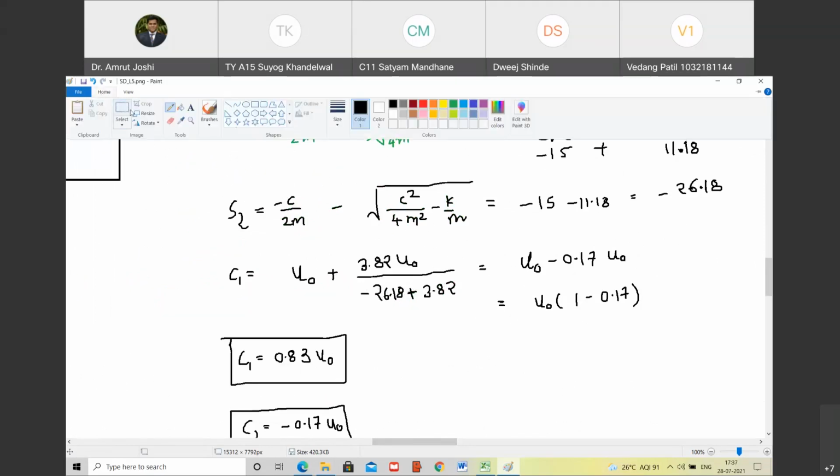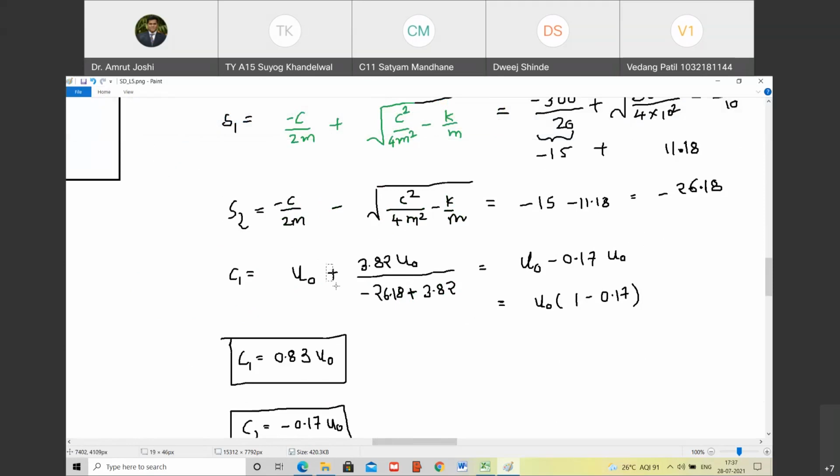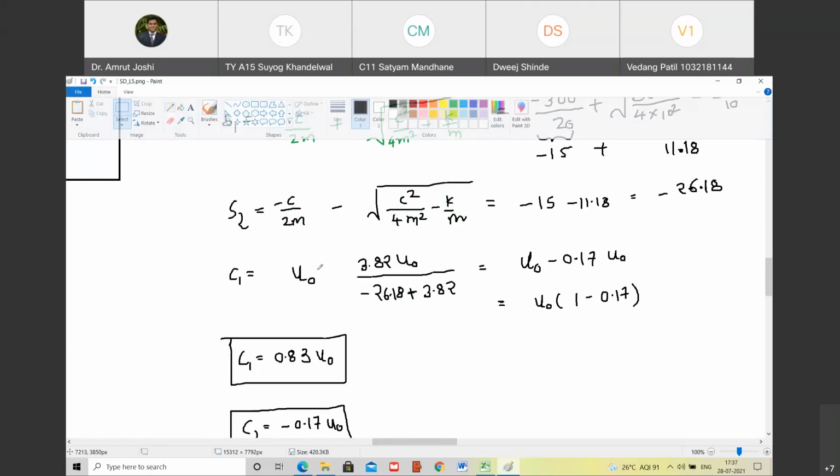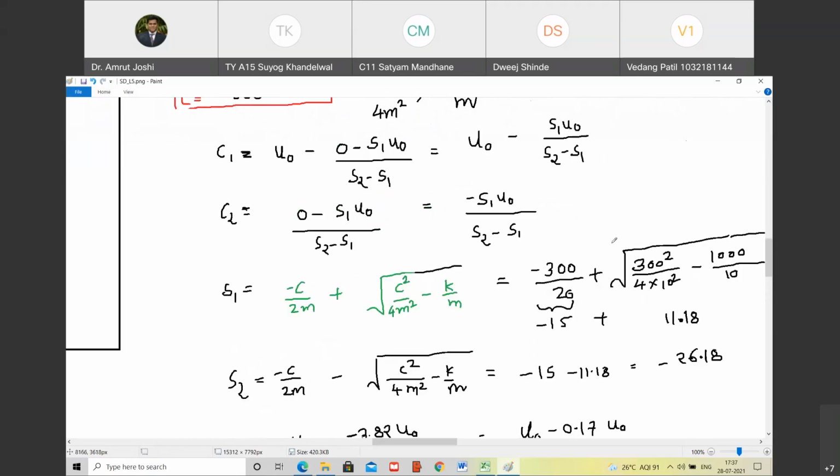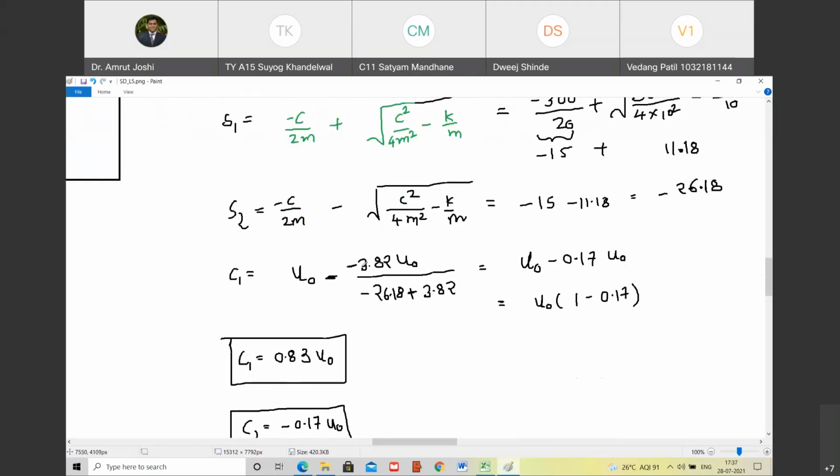See, wait. C1 is equal to U0. Let us not make it positive here. I will write it as negative itself. So U0 minus 3.82 U0. Do you agree with me? Divided by minus 26.18 plus 3.82. So minus 3.82 upon minus quantity, it is going to be positive. Do you agree with me?